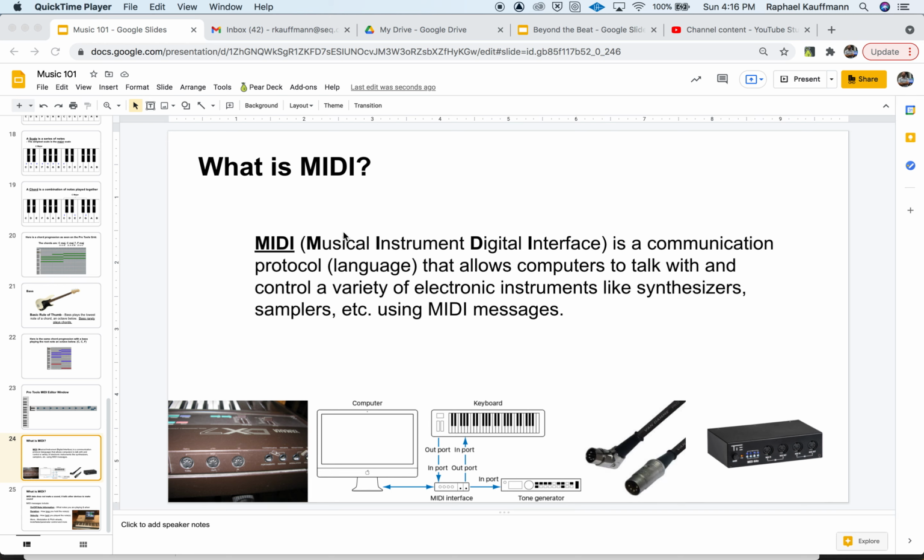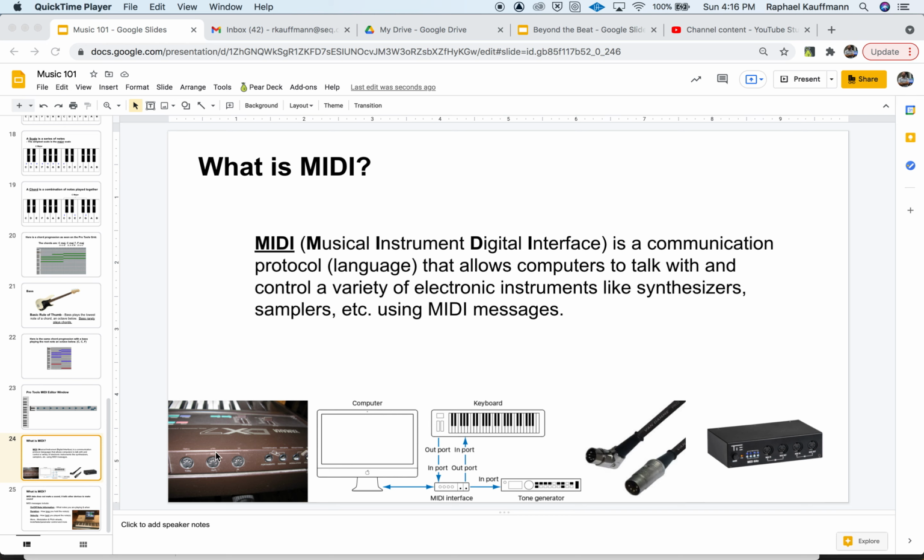A very important concept in digital music production is that of MIDI. MIDI stands for Musical Instrument Digital Interface. It's been around since the 80s, and it's essentially the way that computers talk to instruments, synthesizers, samplers, things of that nature.